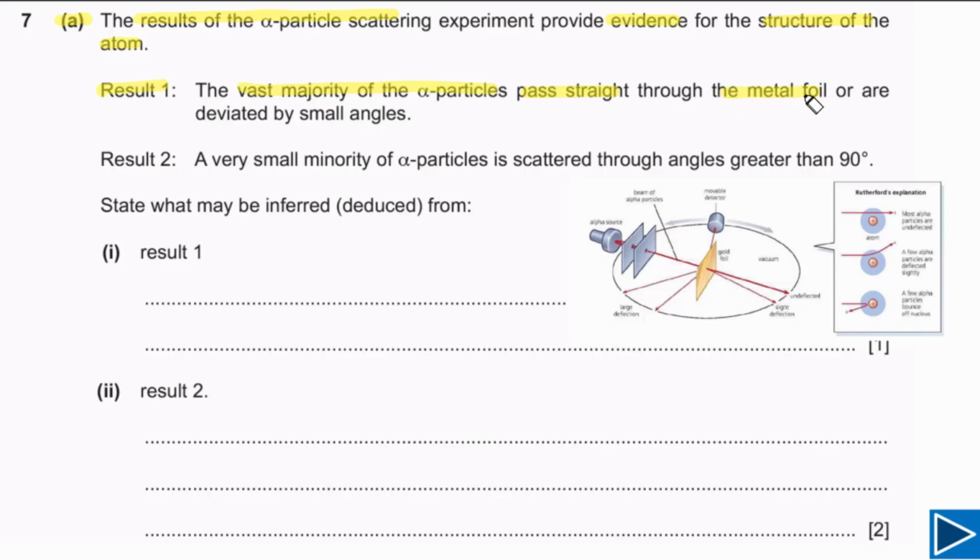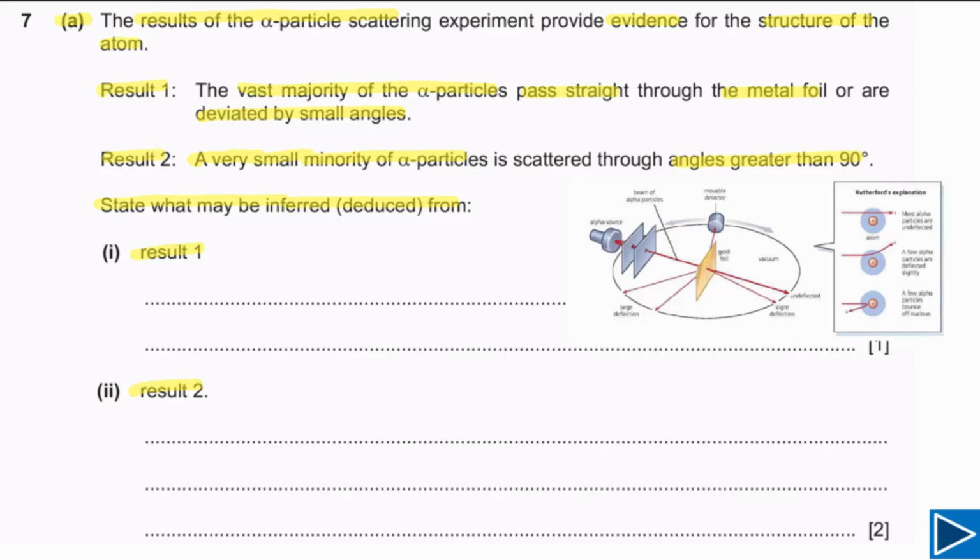In many books, they only mention gold foil, so it's the same thing, are deviated by small angles. Result 2, or the second result: according to this observation, a very small minority of alpha particles is scattered through angles greater than 90 degrees. From these results, we need to state what may be deduced, which means what we can deduce from result 1 and what we can deduce from the second result.